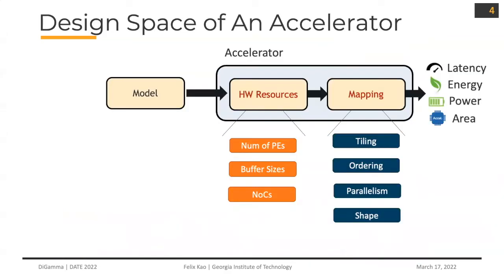To quickly summarize, a DNN accelerator can be defined by its hardware resource assignment and its mapping strategy. In the hardware resources part, we have the number of PEs, buffers, and NOCs. In the mapping part, we have tiling, ordering, parallelism, and shape. All of them together form a DNN accelerator configuration, and with the DNN model, we can evaluate its latency, energy, power, and area performance. So what is actually the challenge of figuring out a DNN accelerator design?